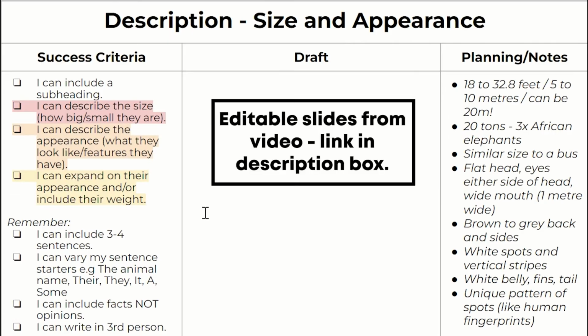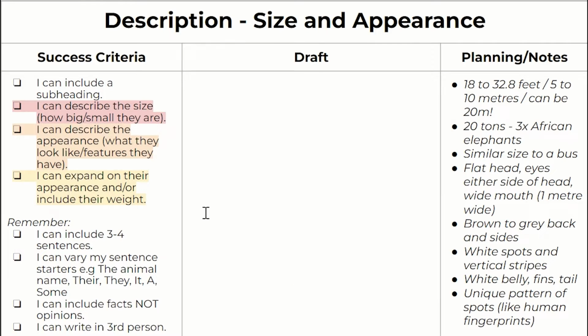But now we are going to actually start drafting, and we're going to start writing our description, our size and appearance. So as you can see on the left hand side, I've put the success criteria because I want to remember what I need to include in this paragraph to be successful. Okay, I've also color coded it too because I want to check and double check that my notes align with the criteria, and I want to make sure that I have all the facts that I need. Okay, so let's have a look.